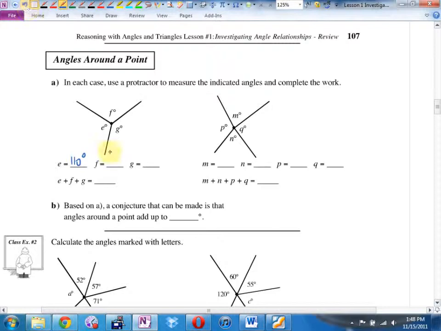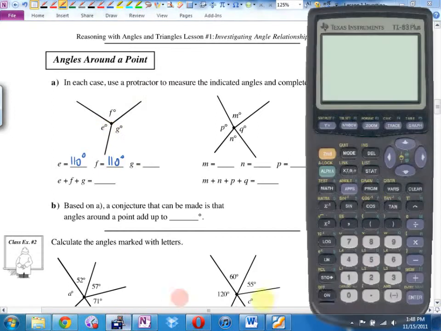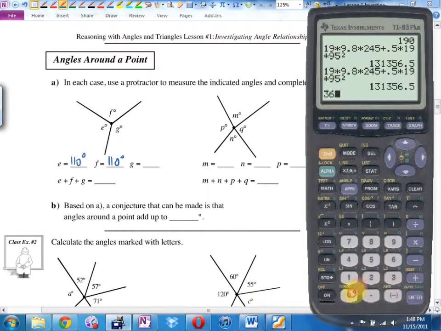How big should angle G be? Can you figure it out without actually measuring it, and then we'll measure it to confirm it? Alex, what did I say all of these have to add to? It's got to be 360. So I think it's going to be 360 minus 110 minus 110. I think in theory it should be really close to 140 degrees. Is it?